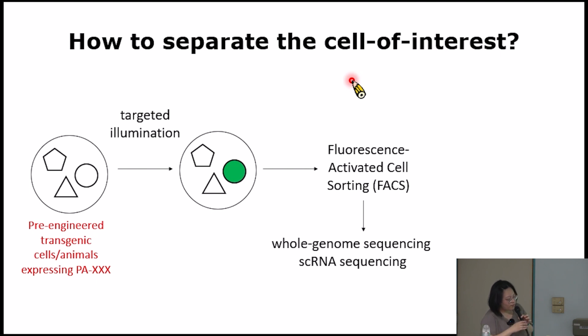Okay, so far all the methods that I told you rely on transgenic animals or transgenic cells, right? And this has to be pre-engineered, which means that before you started all this experiment, those animals or cells or yeast already expressed the photoactivatable GFP or mCherry. You just didn't see the signal before the activation, right?